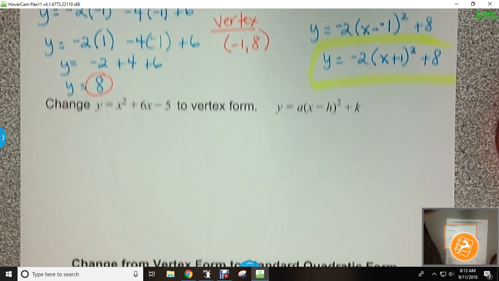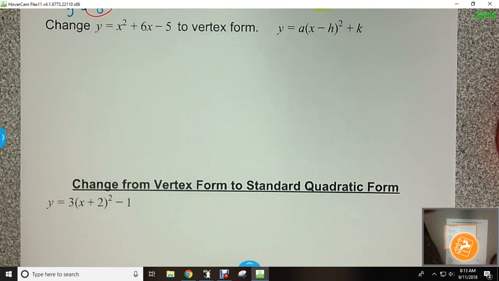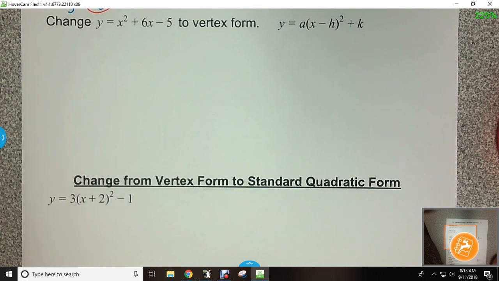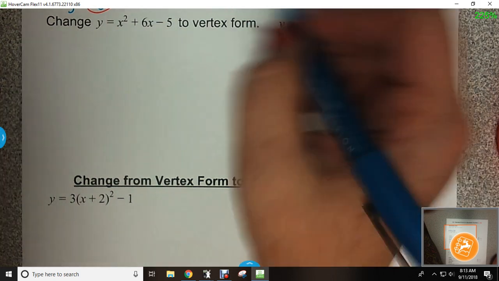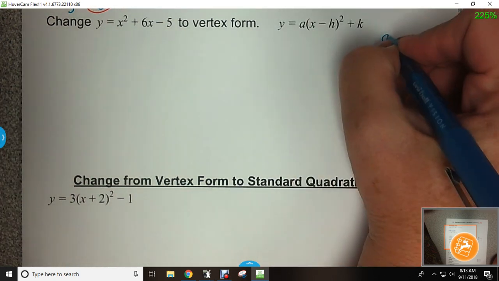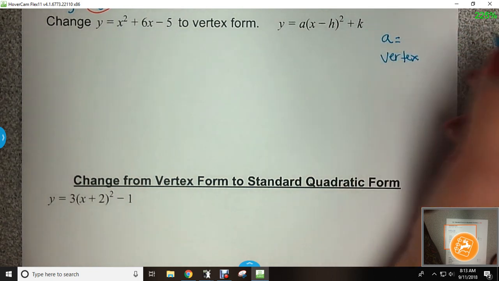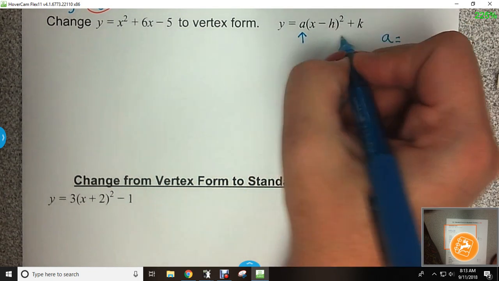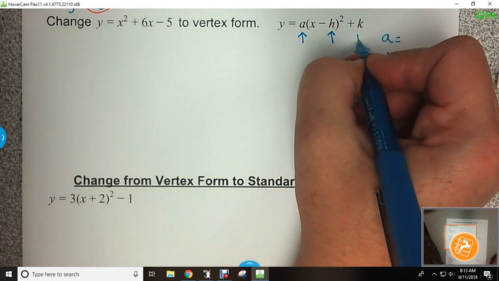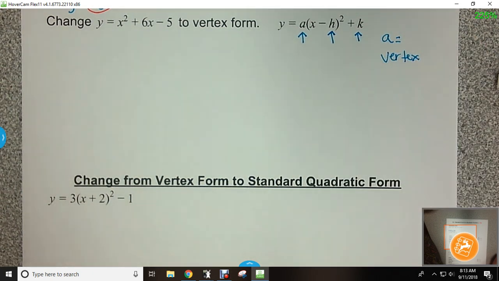The next one, I want you to try this one on your own. So pause the video for just a minute. Remember, you've got to find your a value, and you've got to find the vertex, and then all you're doing is plugging them in here. Okay, so go ahead and pause it. When you get finished, come back and check it with mine.